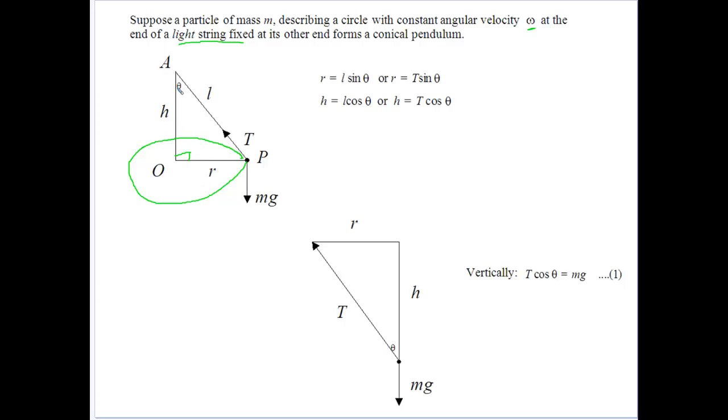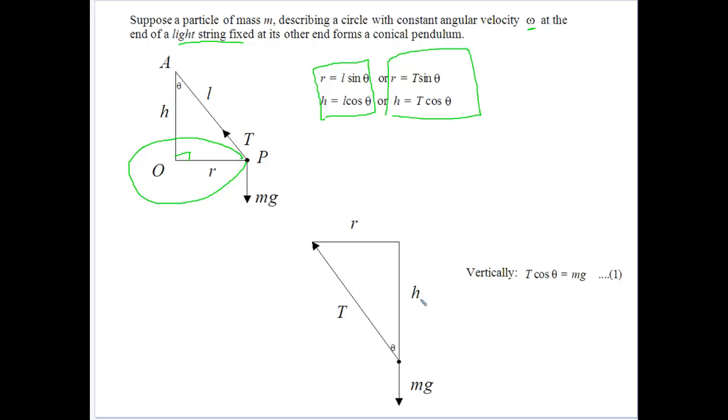So what can we establish? If that's theta there, then r is equal to L sine theta. We can also get h is equal to L cos theta, because cos theta would be h on L. That's in terms of the distances. We can also look at the forces. So r would be equal to the tension times sine theta, and h is equal to tension times cos theta. Instead of using L, we're using the tension.